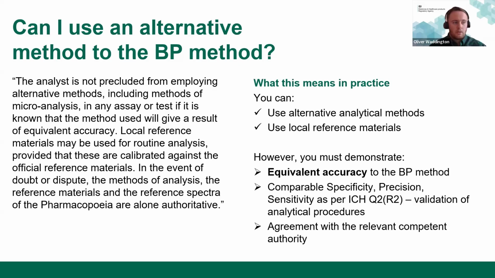So thinking of a real world example where this might apply, a BP monograph might specify, say, a HPLC method for an assay or related substances test, but maybe your lab has developed a UPLC method, which say has a quicker runtime or saves you solvent, then yes, that method is acceptable for use, provided you demonstrate equivalence to the BP method. And then critically, in any dispute, the BP method is the one that remains the authoritative method.